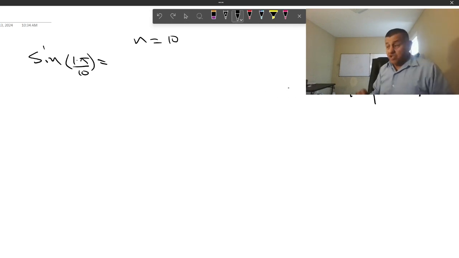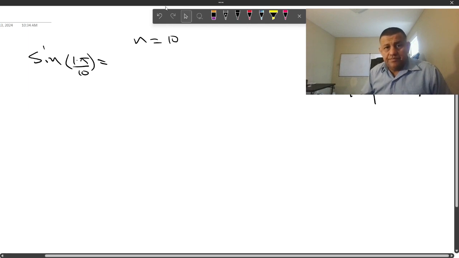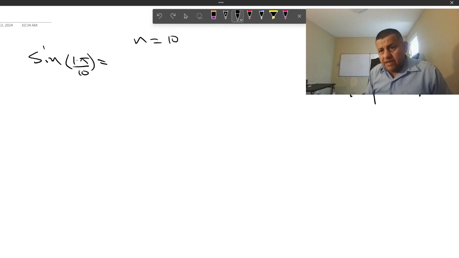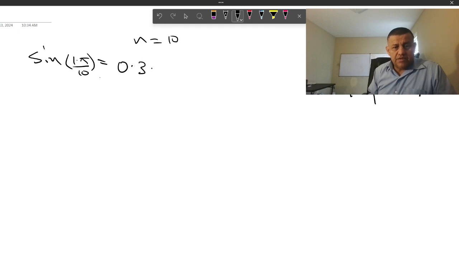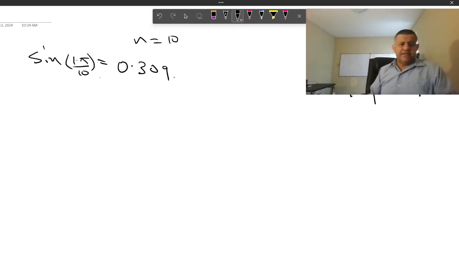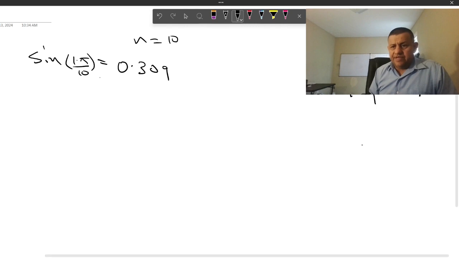I am going to write a little MATLAB program real quick. So basically v of t is equal to sine of n pi over n, right? That's what we're doing. Now in this case, it's going to be pi over 10, and that value is actually 0.309. You can add more digits if you want to be more accurate, but I'm not going to do it right now.